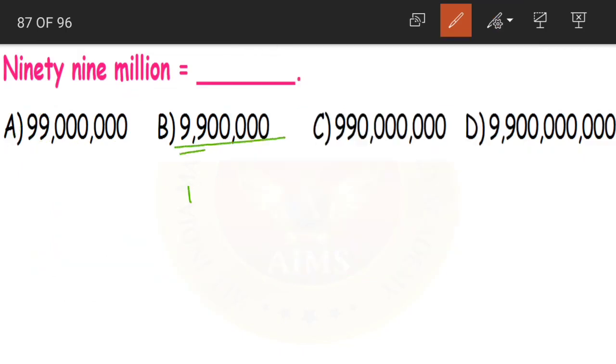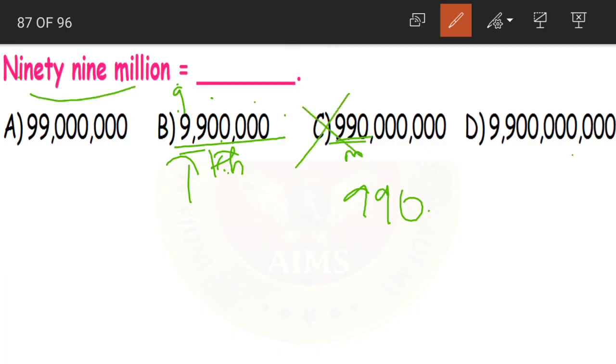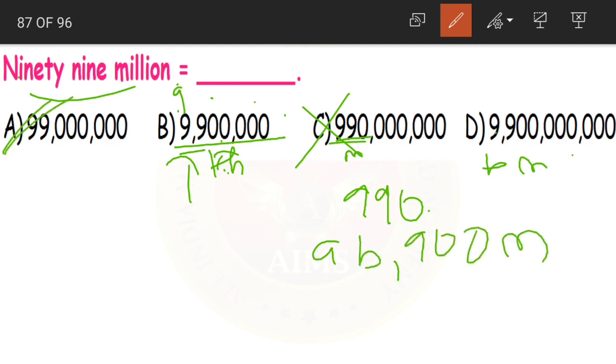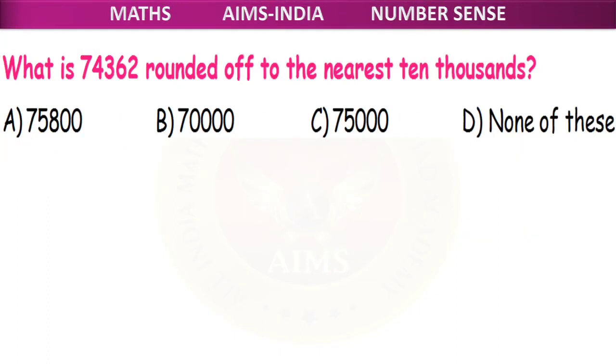Now if you look at option B, it becomes 9,900,000. Yes, 900 is in the thousands period, 9 is in the millions period. And option C becomes what? In the millions period, we have 990, children. So it becomes 990 million, but not 99 million. And coming to the last option D, it becomes 9,900,000,000. 9 billion and 900 million. So what is the correct answer? Option A, 99 followed by 6 zeros is read as 99 million.